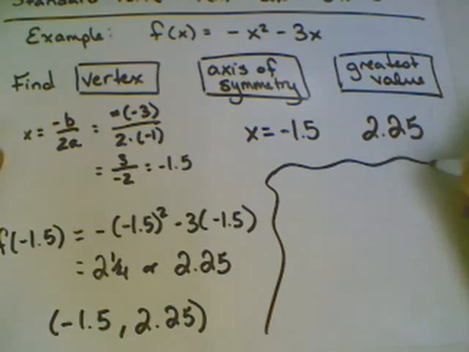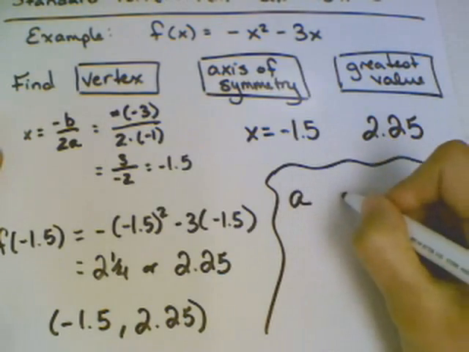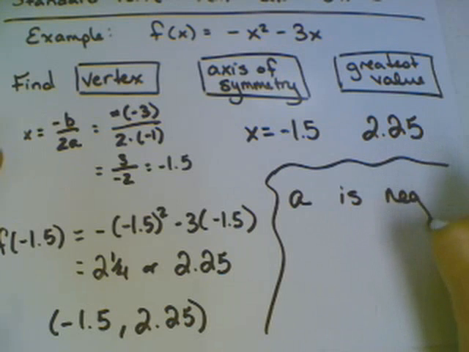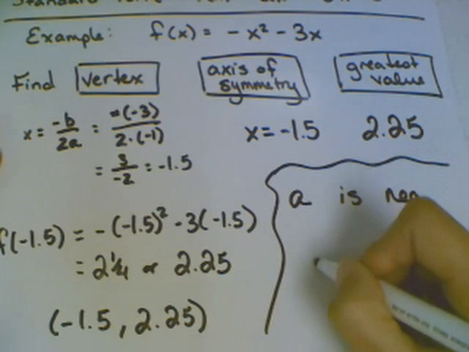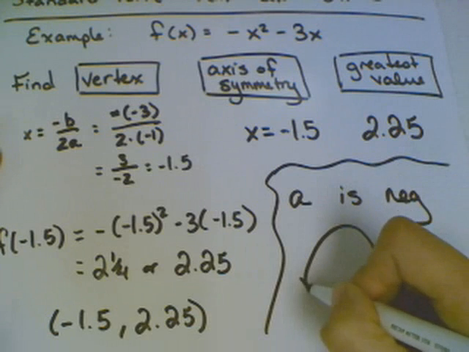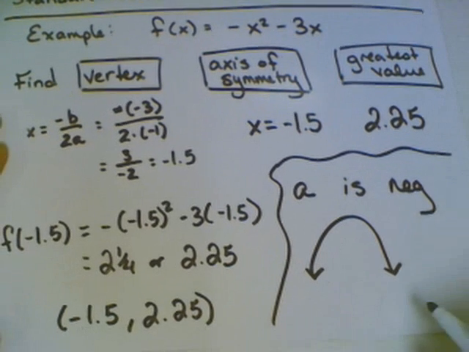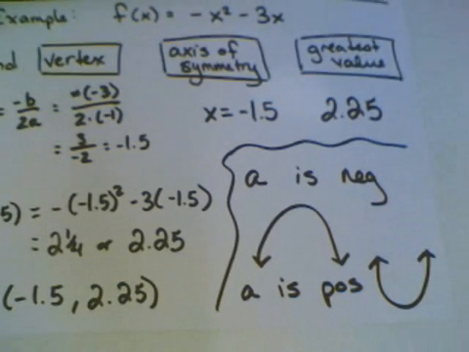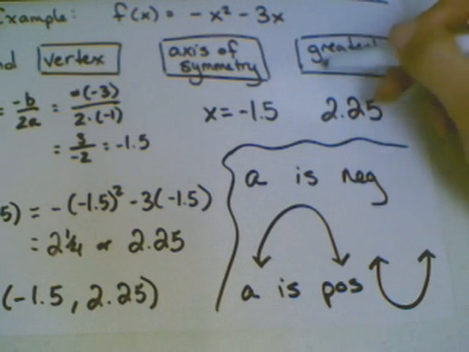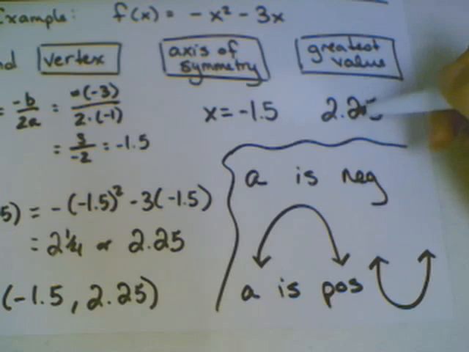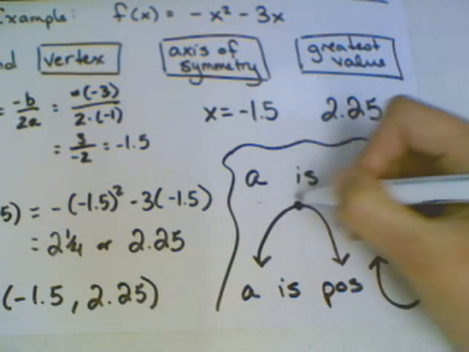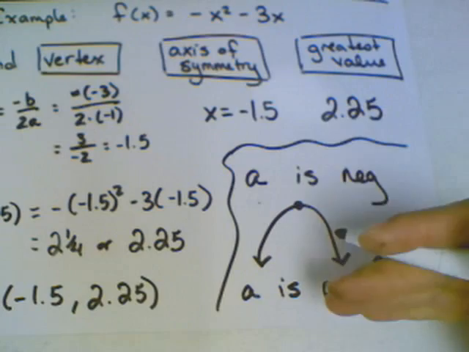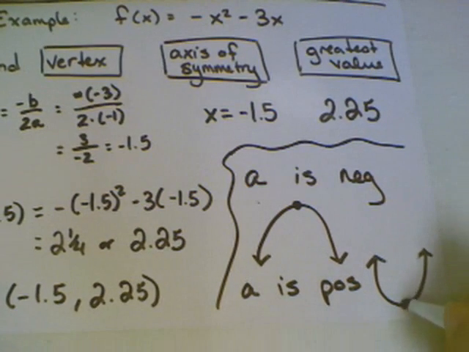In any parabola, I'm going to make a little note down here, where a is negative, like this example is, the parabola is going to be downward facing. If a is positive, the parabola is going to be upward facing like this. This is why in this example we have a greatest value of 2.25, because the vertex is up here and that's the tip of the graph and everything is below that point. In the last example we had the vertex down here and everything above that.